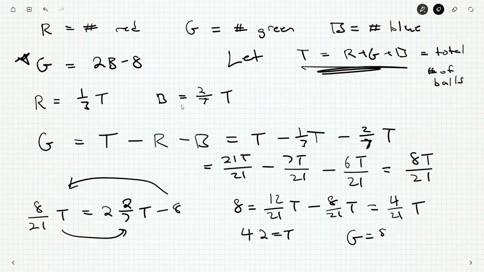And so G, we know, is 8/21 times T. So that's going to be 8/21 of 42. A whole bunch of things cancel, and we are left with a final answer of 16. So there's 16 green balls. How many red balls are there? There's going to be 14 of those. And blue balls, that'll be 12 of those. Right, 42 divided by 7 is 6, times 2 is 12. 12 plus 14 plus 16 is 42, so that all makes sense.